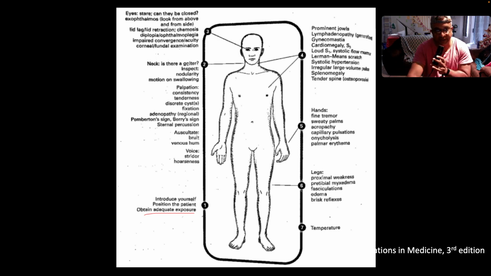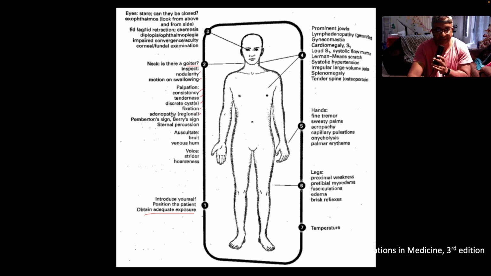Is there a goiter? If there's a goiter, you want to inspect it for nodularity and motion on swallowing. So you give the patient a glass of water, tell them to take a sip, and you notice the motion of this goiter or this mass on swallowing. Right. On palpation, you've got to palpate for the consistency. Is it hard or soft? The tenderness, right, tender or non-tender. Any discrete cysts, any fixation to overlying skin or underlying structures, any regional adenopathy.